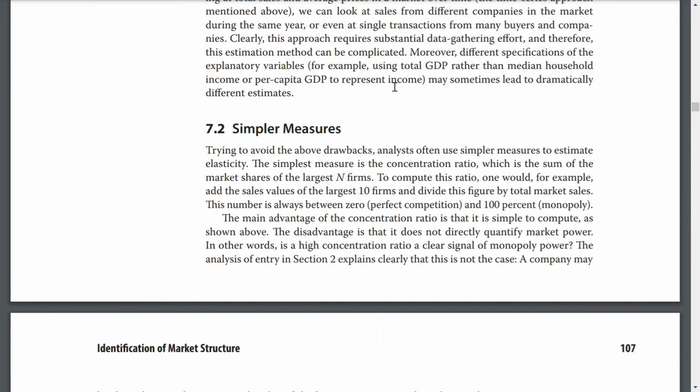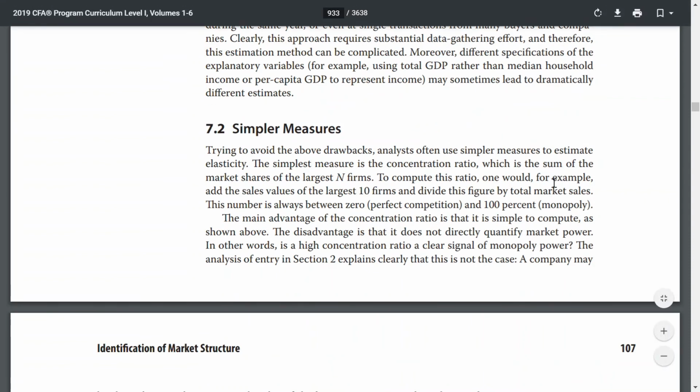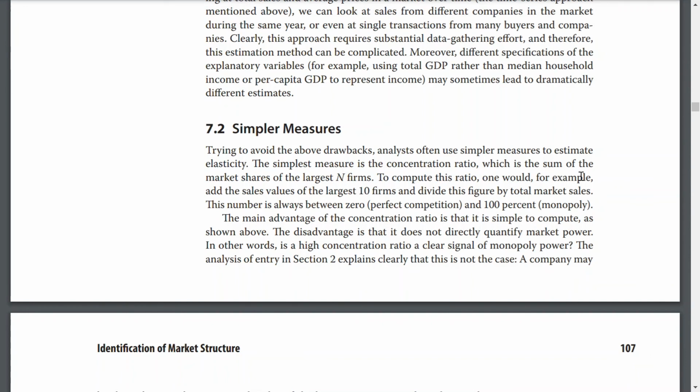7.2 Simpler measures. To try to avoid the above drawbacks, analysts often use simpler measures to estimate elasticity. The simplest measure is the concentration ratio, which is the sum of the market shares of the largest n firms. To compute this ratio, one would, for example, add the sales volume of the largest 10 firms and divide it by the total market size, or the total market sales. This number is always between 0 and 100%. 0 is perfect competition and 100% is monopoly.